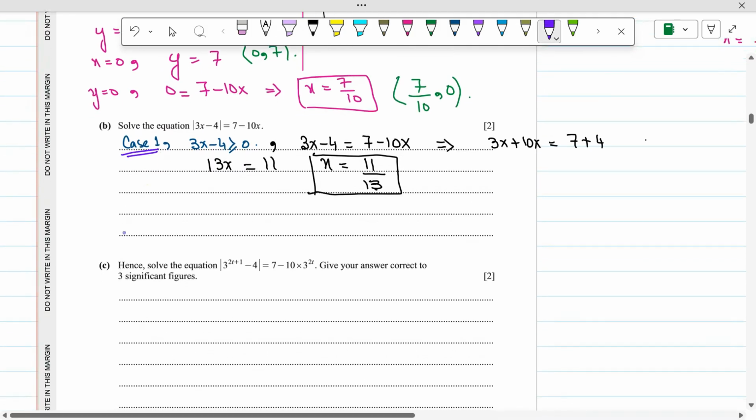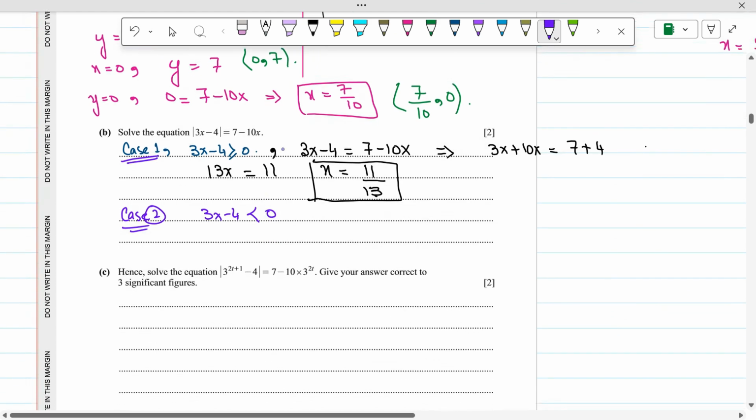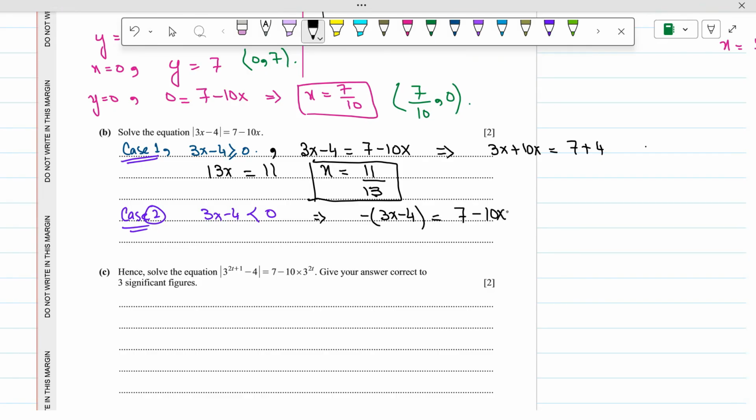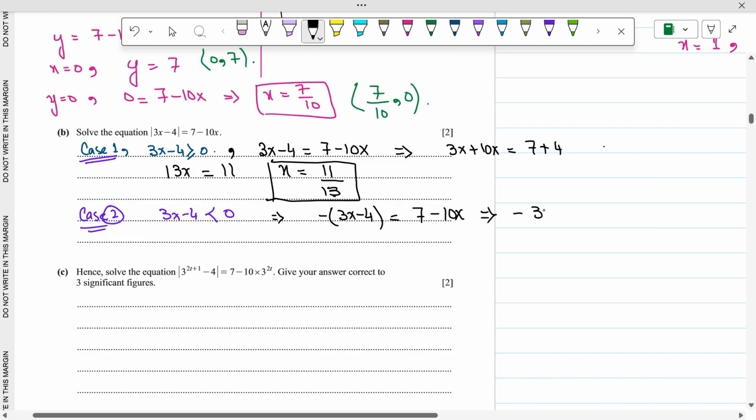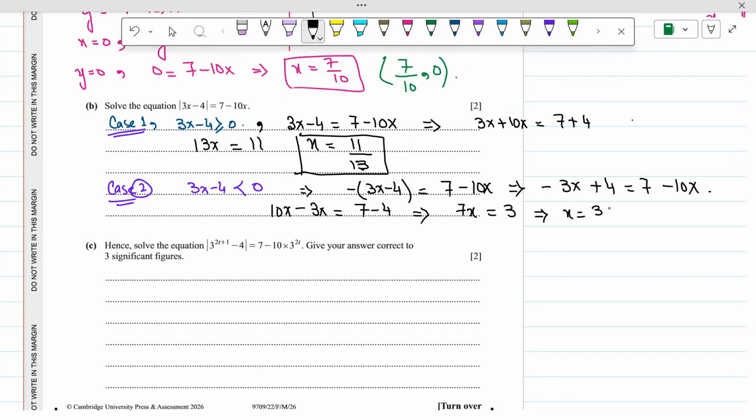Now case 2, in which we will consider the absolute value 3x minus 4 is less than 0. So it means negative times 3x minus 4 is equal to 7 minus 10x. So further solving, we will have negative 3x plus 4 is equal to 7 minus 10x. Solving further, we will have 10x minus 3x is equal to 7 minus 4, which is equal to 7x is equal to 3, and x is equal to 3 over 7.